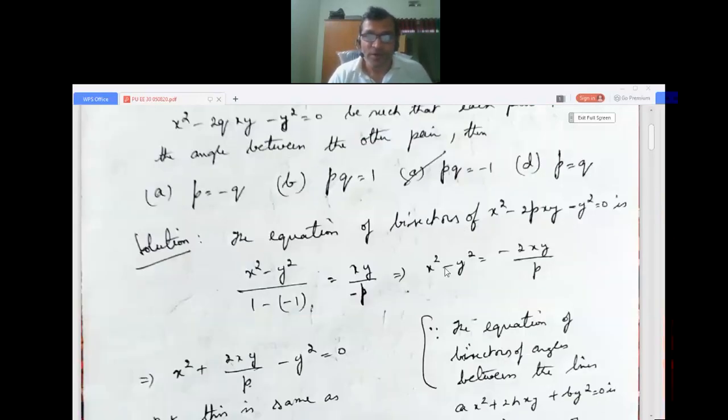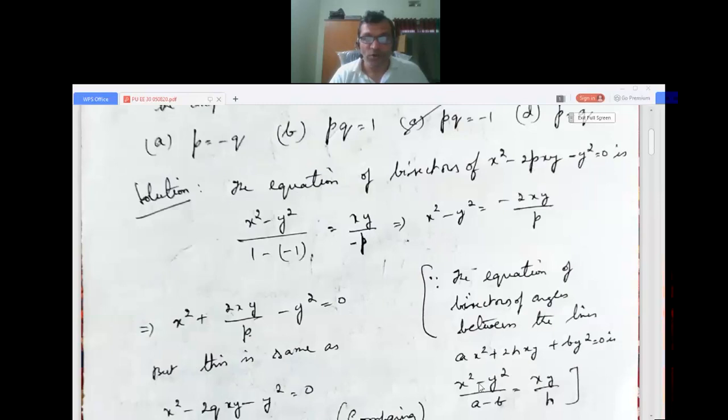Okay, now I am using that formula here. a is 1, 2h equals minus 2p, so h is equal to minus p, then b equals minus 1. If I use that formula, just compare both of these: x squared minus y squared by a is 1 minus b is minus 1, equals xy by h, h is minus p. I hope it is clear. Every time I will not give the formula like this; you should know how to apply the formula.